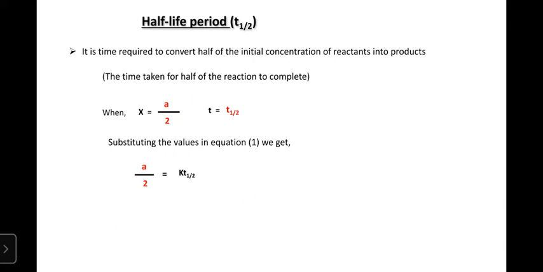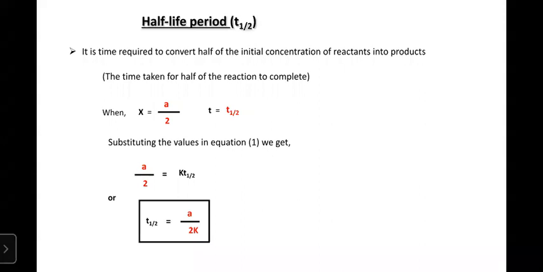As you know, the expression for a zero order reaction is x is equal to kt. So for the half-life period, when x is equal to A by 2 and t is equal to T half, we get A by 2 is equal to k T half. We want T half, so take k outside. T half is equal to what? A by 2k. Yes, T half is equal to A by 2k.